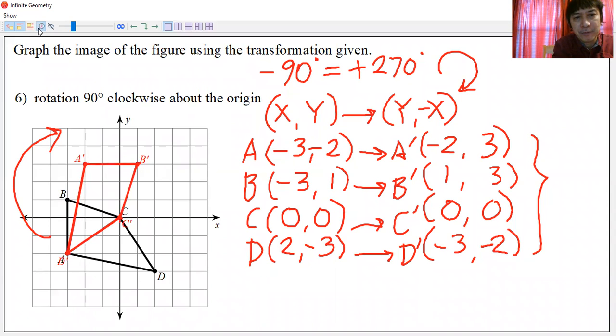Okay, so I hope you were able to learn all different types of examples for rotation about the origin. And this will be all for our discussion about rotation.